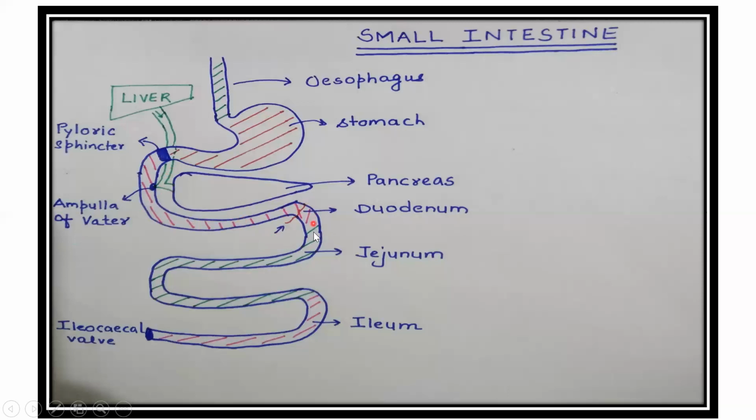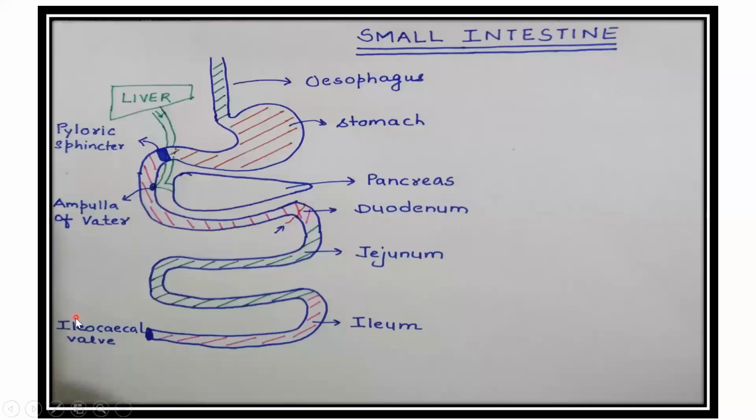The second portion, that is the jejunum, is a bit longer than the duodenum, and it is 8 feet in length. Lastly, we have the ileum, which forms the last 12 feet of the small intestine. Functionally, we can say that duodenum is one of the important sites for chemical digestion, and jejunum and ileum are important sites for absorption of food.